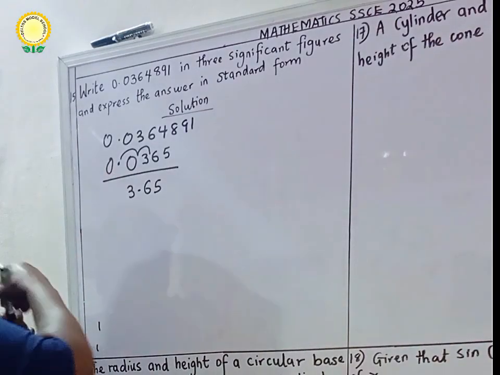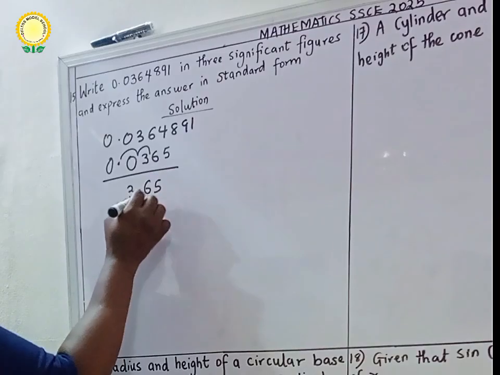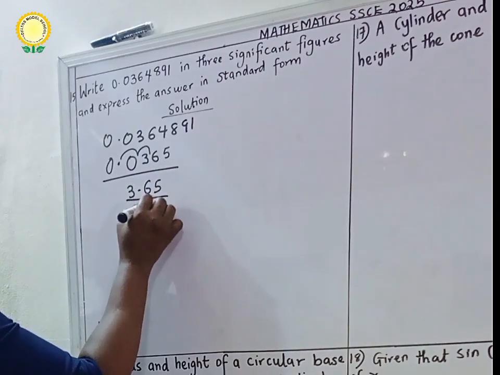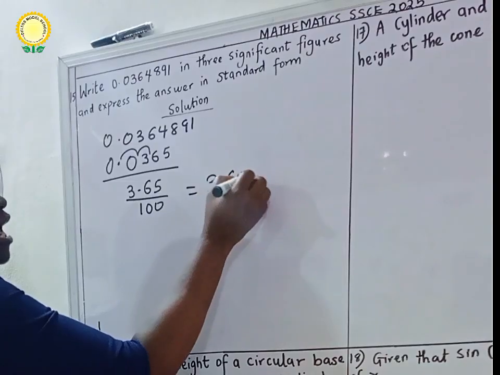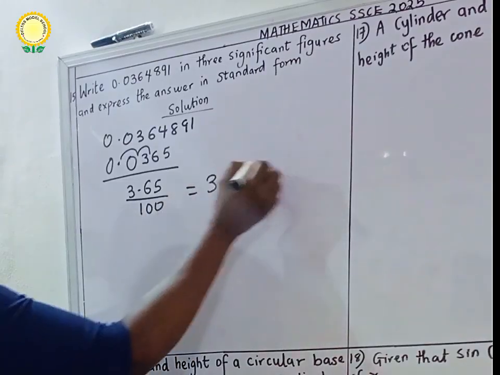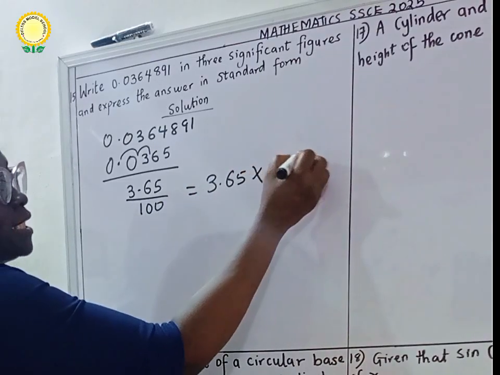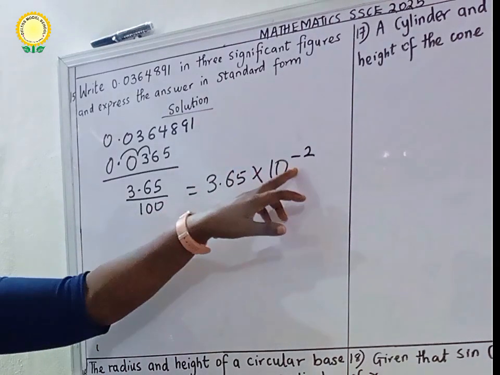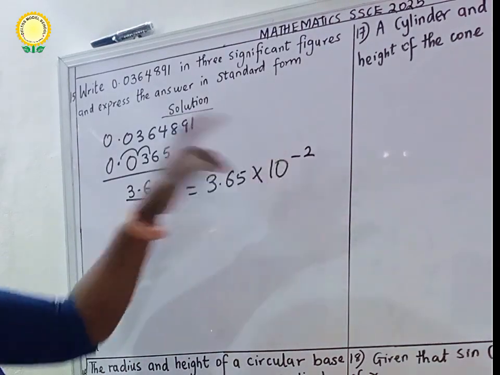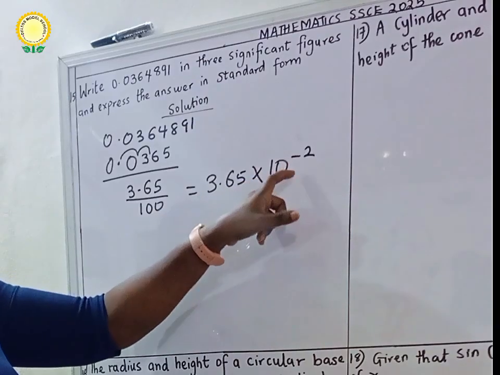Okay, so the next thing you're going to do to that number, because you have multiplied by 100, you will divide by 100. So that will give you 3.65 times what? 10 raised to the power of -2. Most students will not remember this minus. So ensure you check it properly.